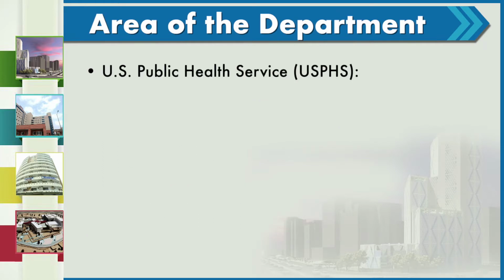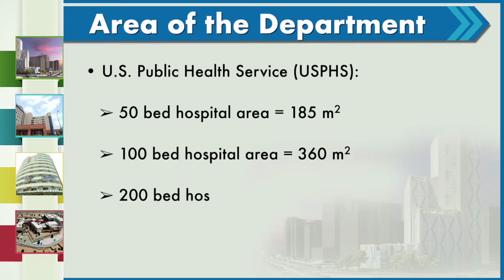So the areas as per the US public health standards are, for a 50 bed hospital it could be 185 meter square, for a 100 bed hospital it should be 360 meter square, and for a 200 bed hospital it could be 550 meter square.